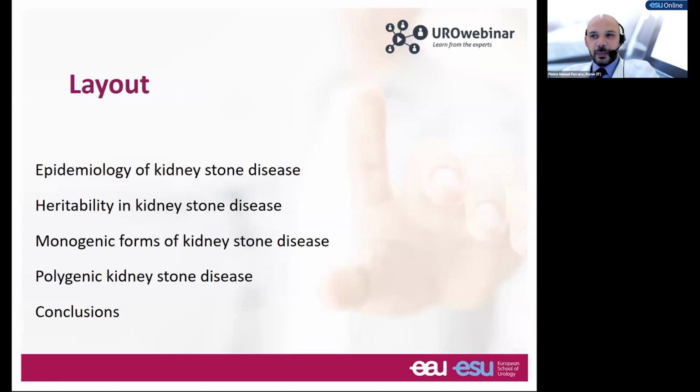And this is the layout of my talk. I will give a brief review of the epidemiology of kidney stones. Then we'll review the heritability at large of kidney stone disease, look at the impact of monogenic forms of kidney stone disease, and then look at some recent data on the polygenic structure of idiopathic kidney stone disease.